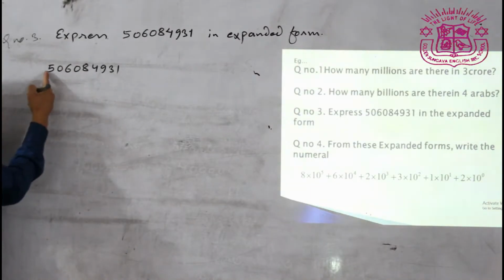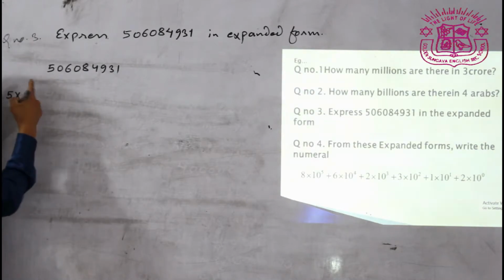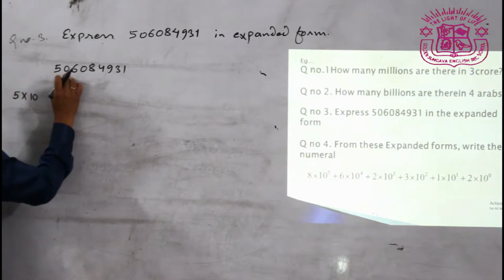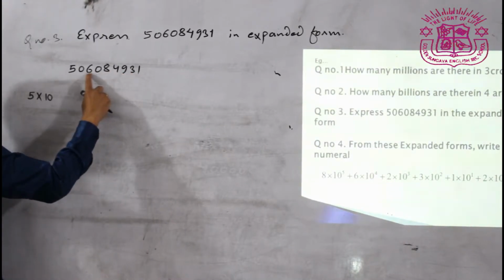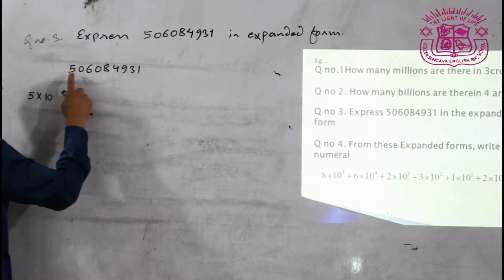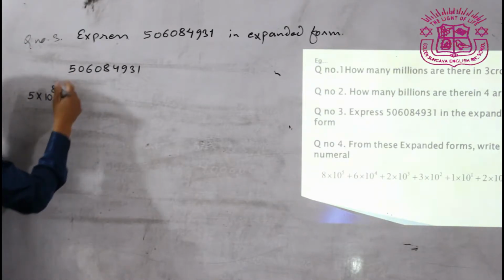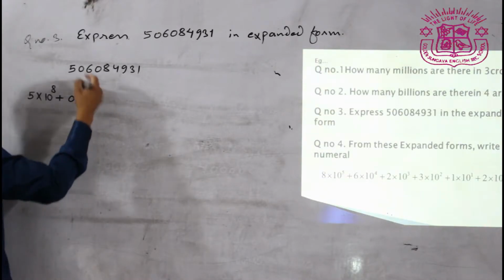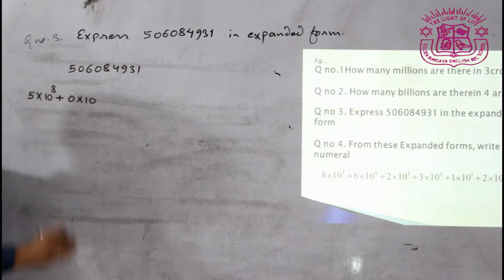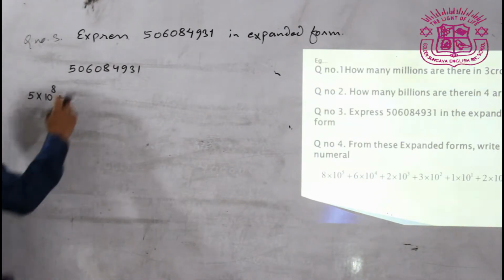Okay, let me write the number 5 times 10, and to the power, how many numbers are there after 5? 1, 2, 3, 4, 5, 6, 7, 8. There are 8 numbers after 5, right? So we write power 8. For this 0, we don't need to write 0 times 10 to the power. Since 0 times any number equals 0, so we don't need to write this 0.